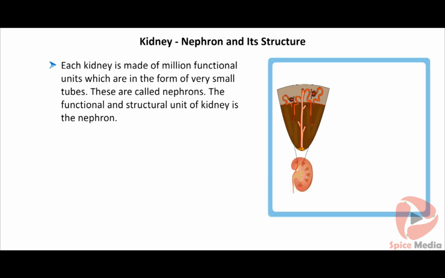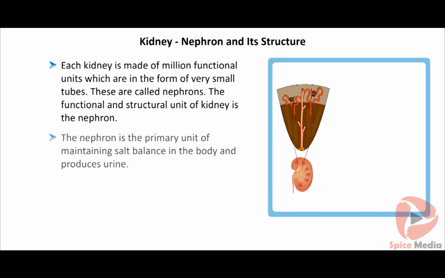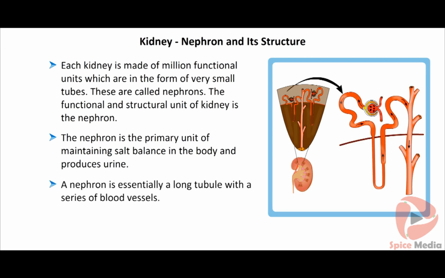Each kidney is made of about 1 million functional units, which are in the form of very small tubes. These are called nephrons. The functional and structural unit of the kidney is the nephron. The nephron produces urine and is the primary unit of maintaining salt balance in the body. A nephron is essentially a long tubule with a series of blood vessels.